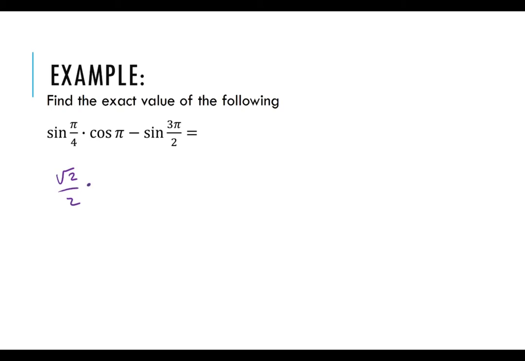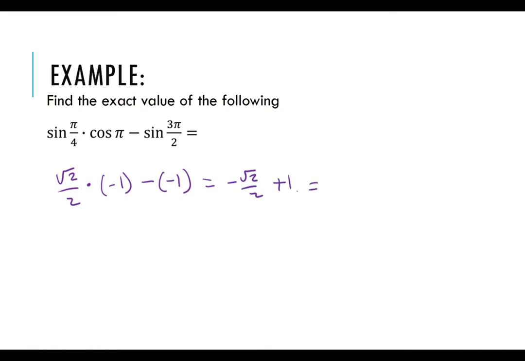Cosine of pi is negative 1. Negative sine of 3 pi halves, well, that's negative whatever sine of 3 pi halves is, which is negative 1. And then we can just do the arithmetic and clean up. Root 2 over 2 times negative 1 is negative root 2 over 2. And then minus negative 1 is plus 1.